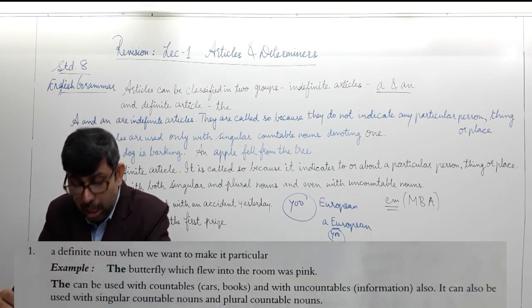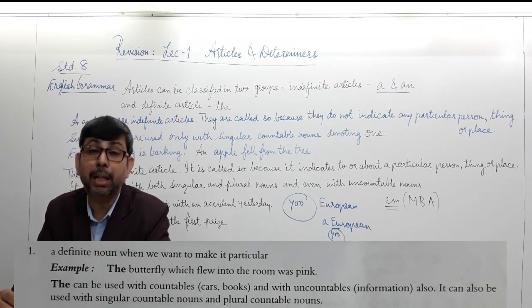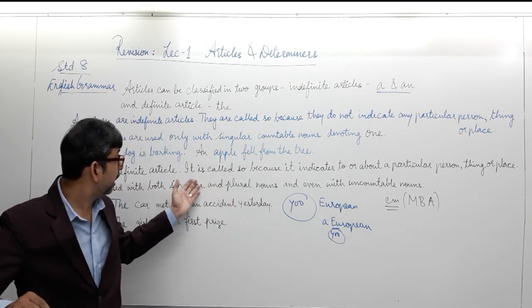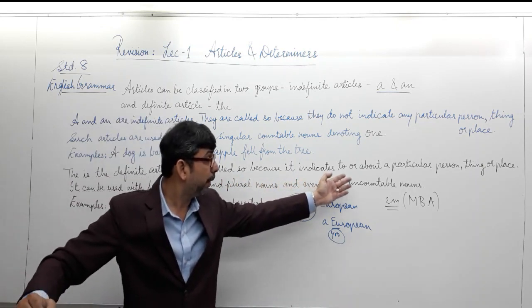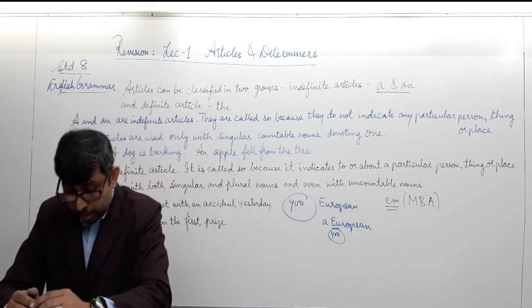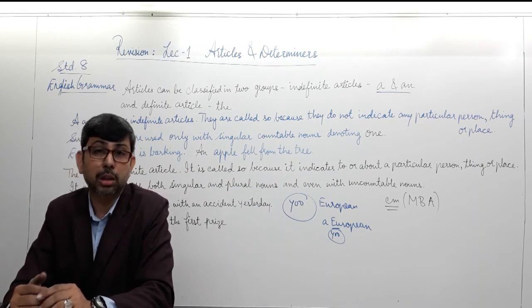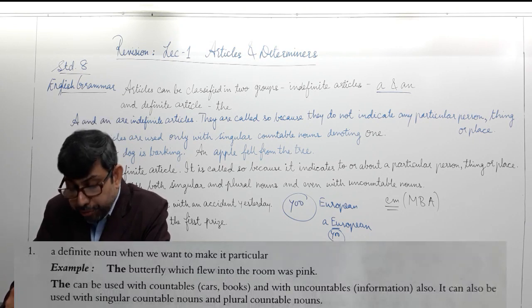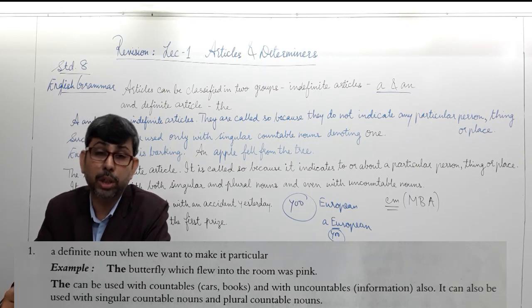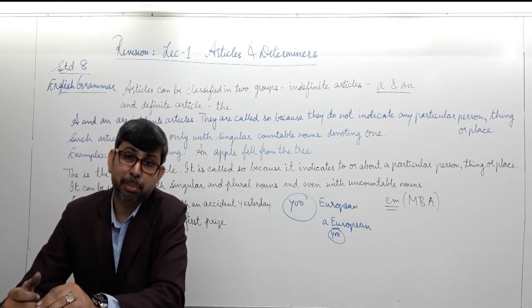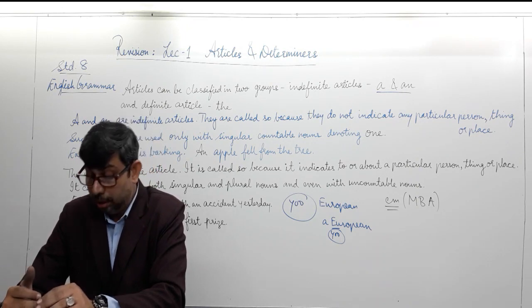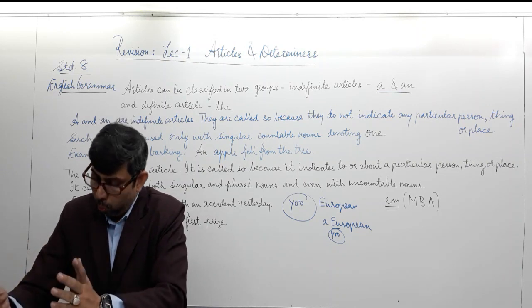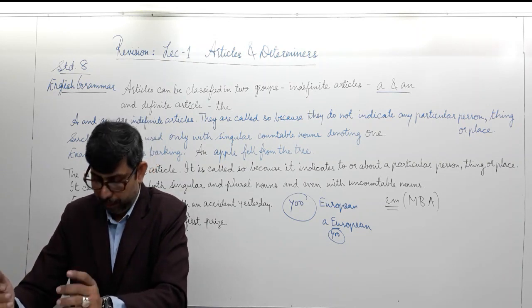The first one, a definite noun when we want to make it particular. That was the basic thing we learned about the definite article. It is called so because it indicates a particular person, thing or place. Well, that is the first and foremost use of the definite article. Example, the butterfly which flew into the room was pink. Now we are not referring to any butterfly. In this example sentence, we are referring to the butterfly which flew into the room, the one which came into the room was pink in color.